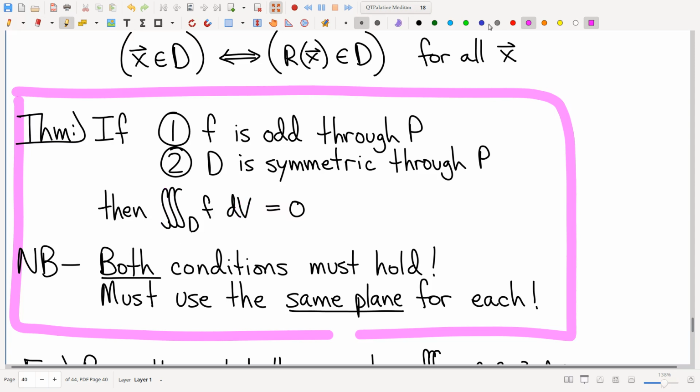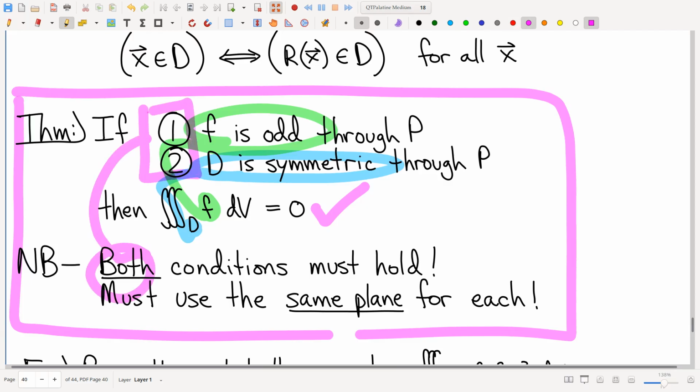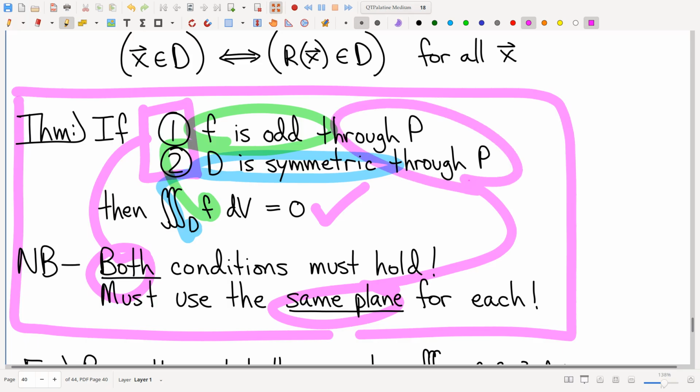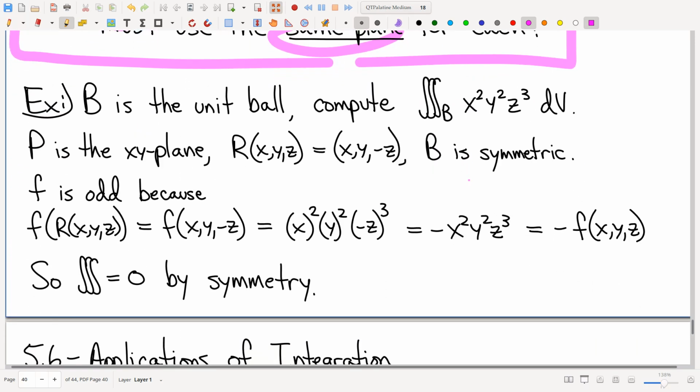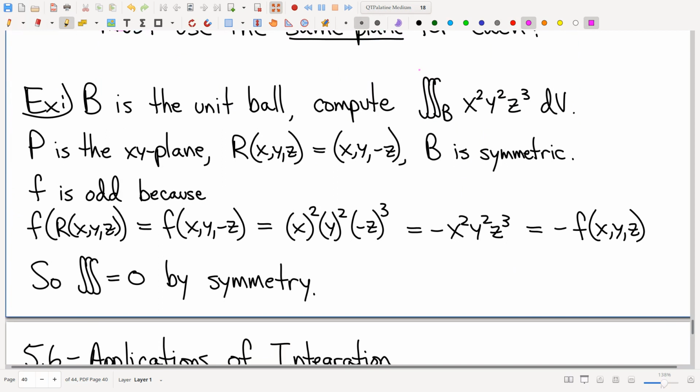Okay, so same punchline: odd integrand, symmetric domain, integral is 0. Make sure to check both of these conditions, by which I mean make sure to check all 5 of the detailed list of requirements that I gave y'all. And again, make sure you're using the same plane for both. It's really very similar, if not exactly the same. So here's a nice example. This will be our last thing for today.